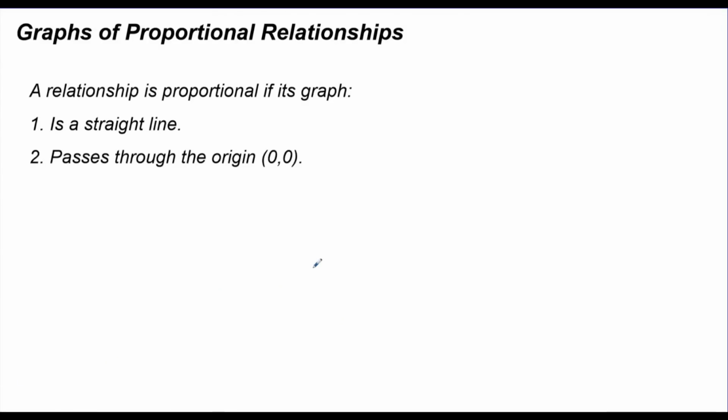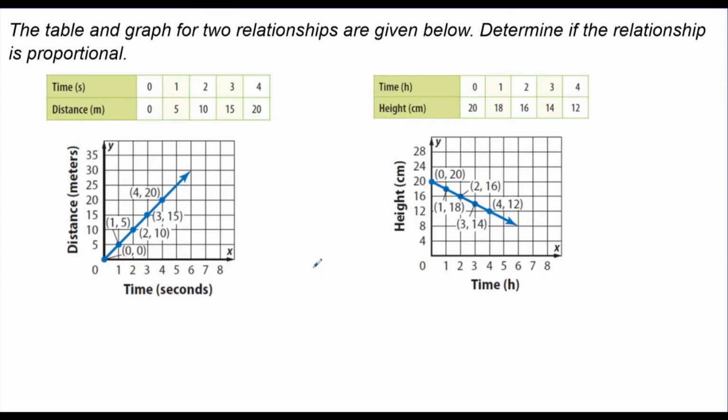So here it is. The graph of a proportional relationship will always be a straight line, and it will always pass through the origin, or 0, 0. So it's very easy to tell from a glance at a graph whether something is proportional or not. So let's take a look at a couple of examples here and determine if they are proportional or not just by looking at their graphs.